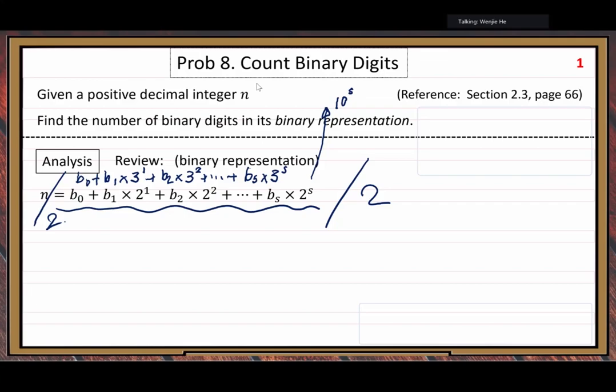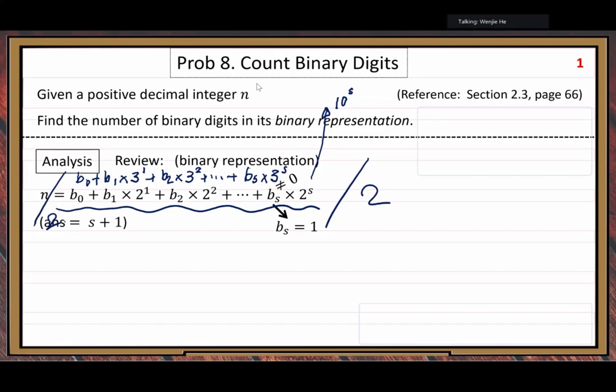Now, let's do integer division. Let's do integer division by 2. All right. So here the condition. We can assume the most significant, this B sub S, we call the most significant bit. We can assume non-zero. Otherwise, we just go to look at the next one. If it is 0, we eliminate it.